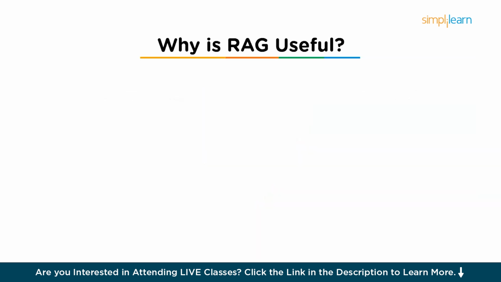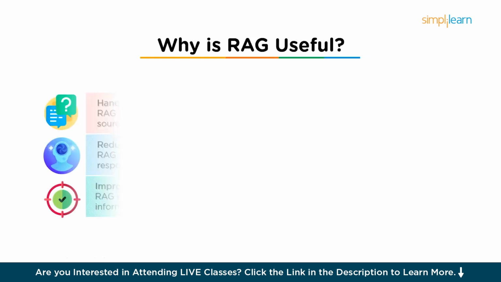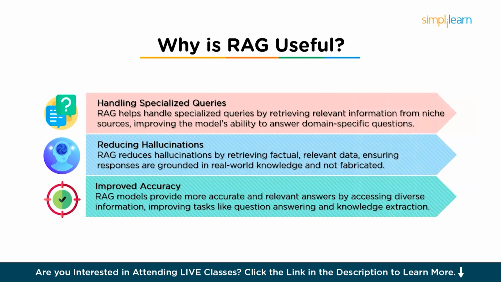So now let's see why RAG is useful. RAG addresses several key challenges which are faced by traditional language models. The first being handling specialized queries. Pre-trained generative models may struggle with specialized or domain-specific queries because their training data is broad and generalized. So RAG helps by retrieving relevant information from specialized sources, allowing the model to answer questions about niche topics more effectively.